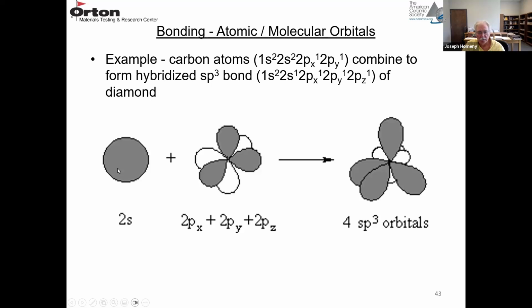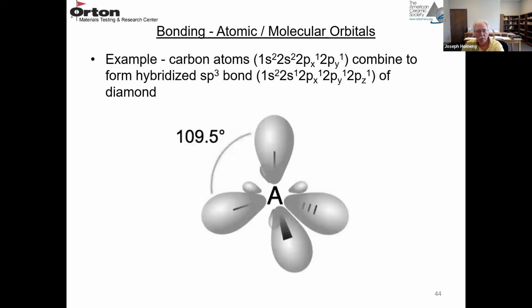So in terms of a diagram, you have your 2s level, you have your 2px, 2py and 2pz levels, and they're forming these four hybrid orbitals. You can see the four orbitals here, four sp3 orbitals. And again, a better diagram shows this angle at 109.5 degrees. So these are forming three-dimensional units with tetrahedral units making up the entire diamond structure.